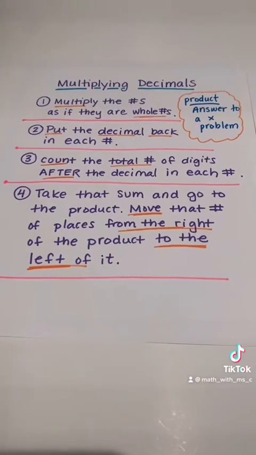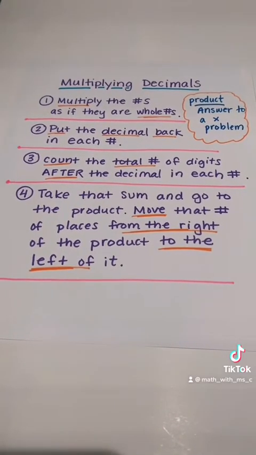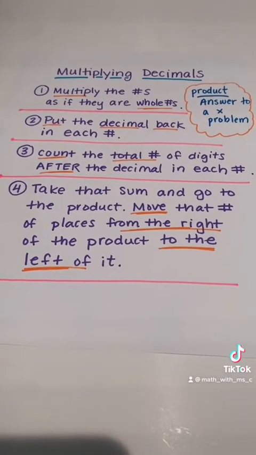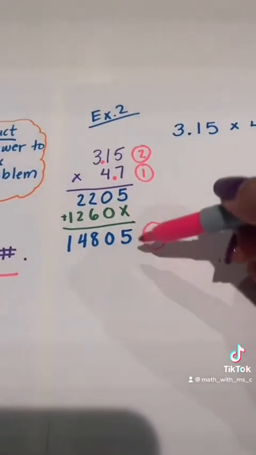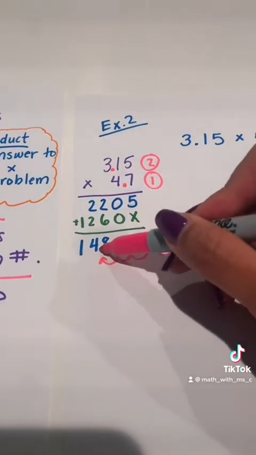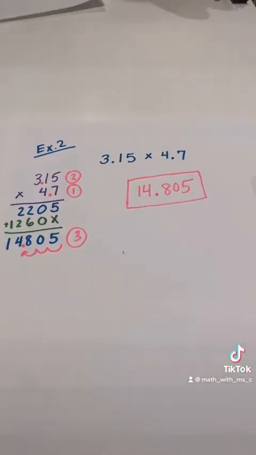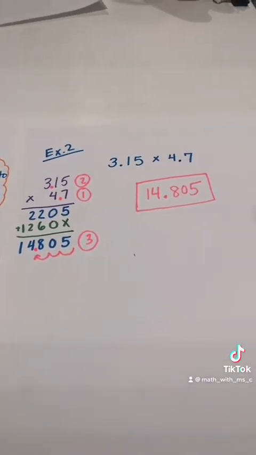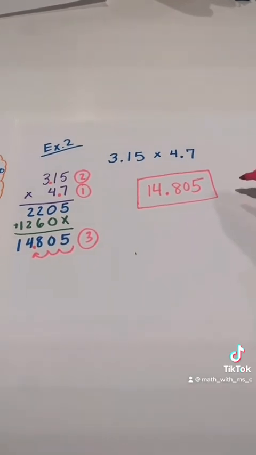You take that sum and go to the product, move that number of spaces from the right of the answer to the left. So I'm going to take the 3 decimal places, moved from the right of the answer, 1, 2, 3 to the left, and place the decimal in the answer. So the answer to this question is 14 and 805 thousandths.